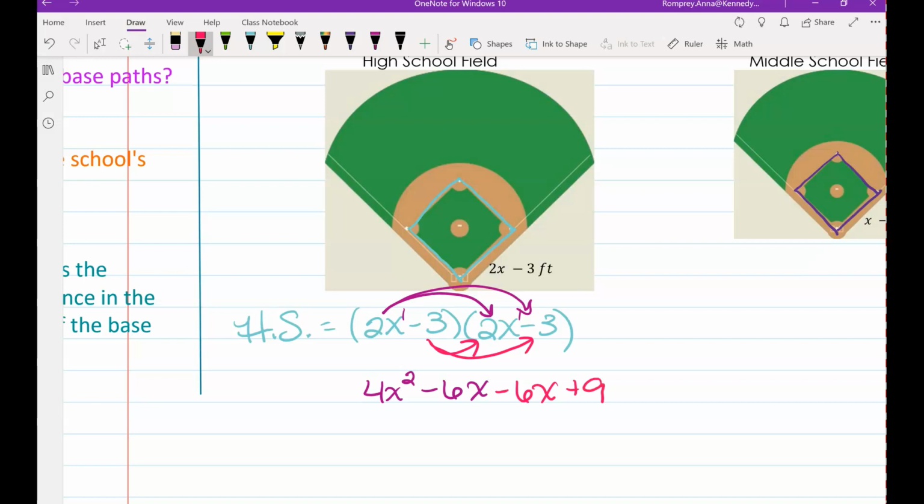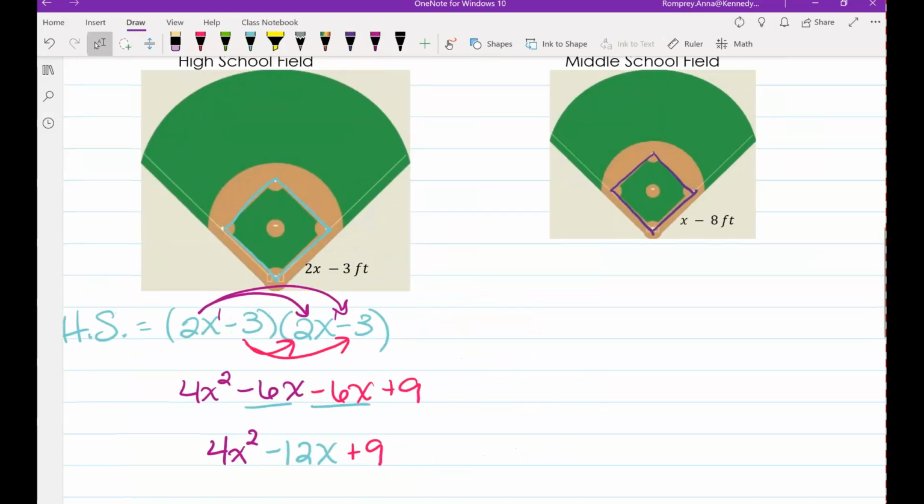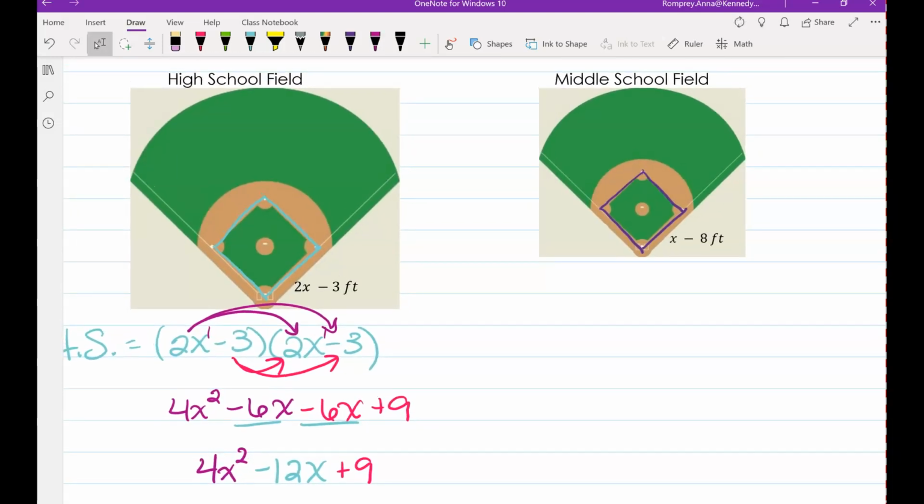So I'm going to combine my like terms. So the area of my high school field, this becomes negative 12x. And then I just bring down my positive 9 and my 4x squared. So this is the area of my high school field. So go ahead, I want you to pause the video and do the middle school field on your own and come back when you're ready.